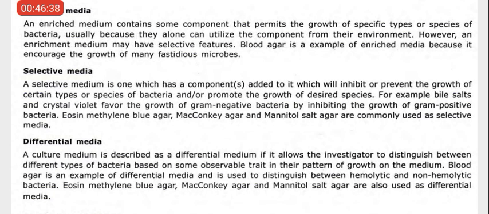Eosin methylene blue agar, MacConkey agar, and mannitol salt agar are commonly used as selective media.